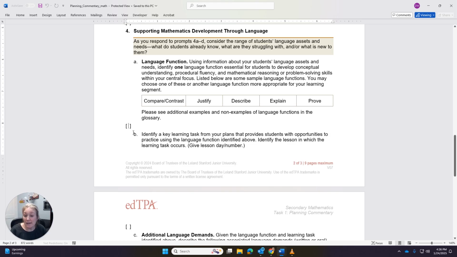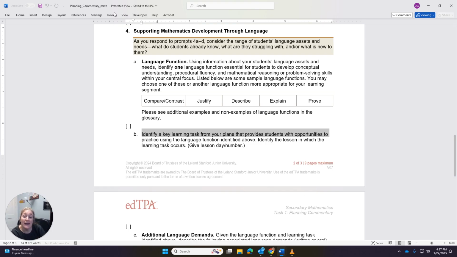Then for B, you're going to identify the key learning task from your plans that provides your students with the opportunity to practice that language function. You are just picking one lesson plan. You may have talked about justify throughout all of your lesson plans. You may have been encouraging students to learn how to justify, or whatever your language function is, in all of them. But you're only dissecting, you're only looking through that magnifying glass at one lesson plan.